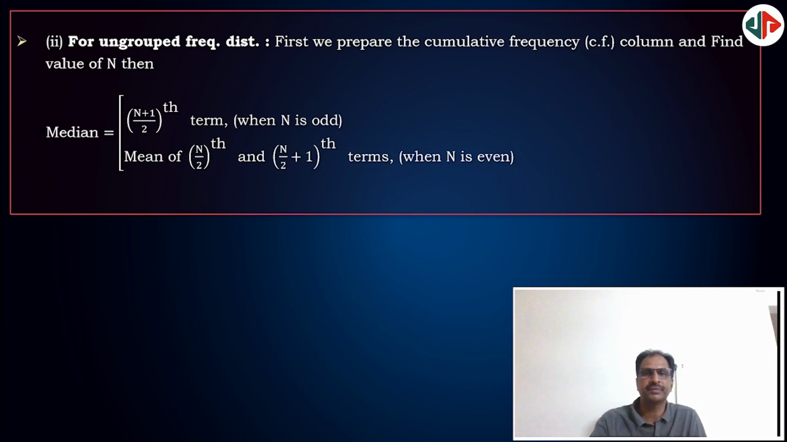Next, for ungrouped frequency distribution, first we have to find cumulative frequencies and then value of capital N. Capital N is sum of all the frequencies. Then if N is odd, then median is N plus 1 by 2th term. If N is even, median is average of N by 2th and N by 2 plus 1th.